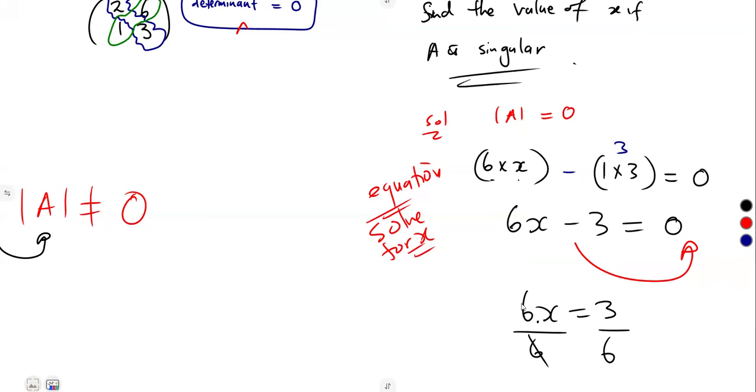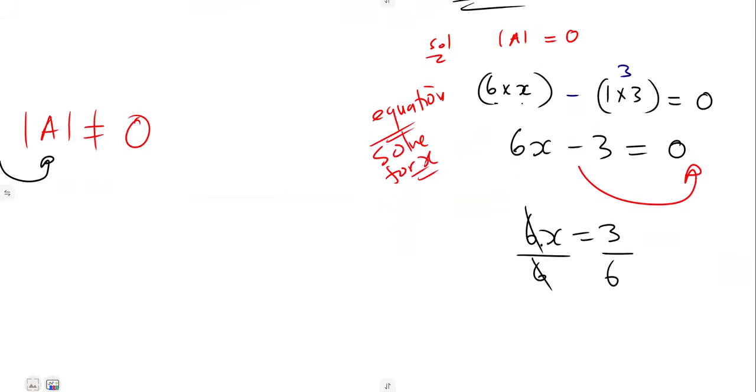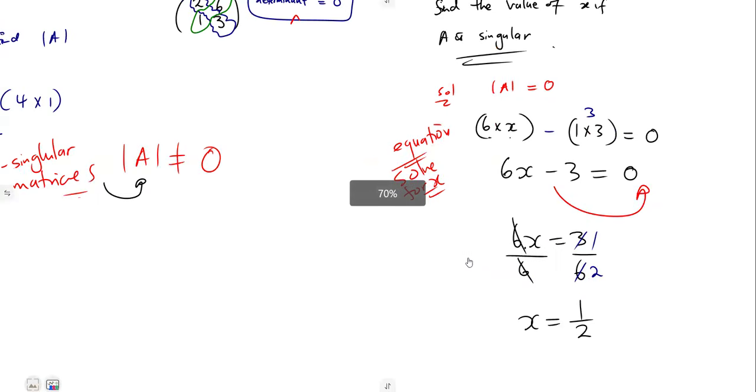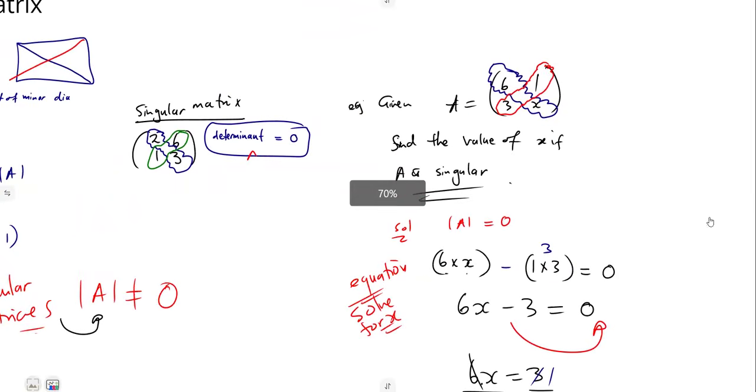Since we have a multiplication here, you divide to obtain the value of x. So 3 into 3, that's 1, and into 6, that's a 2. So that is going to give us 1 over 2. That's the value of x that will make that matrix singular. The determinant will be equal to 0. If you put that value of x, which is 1 over 2, that we calculated here, and find the determinant, it is going to give you a 0.